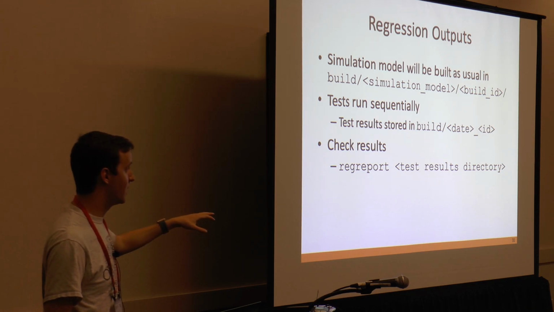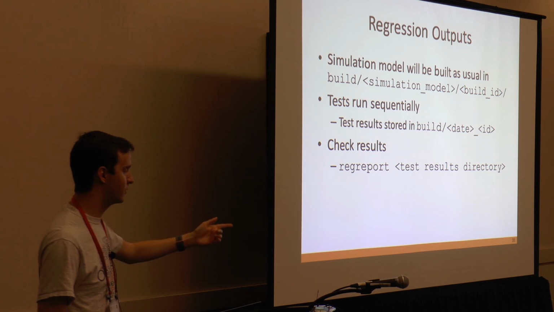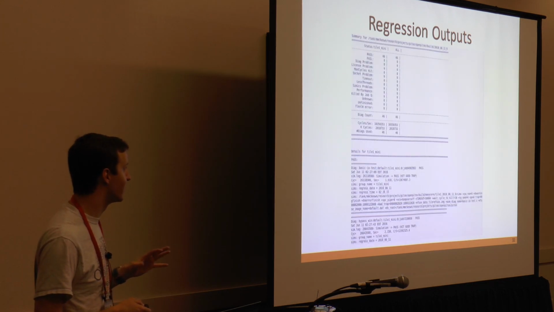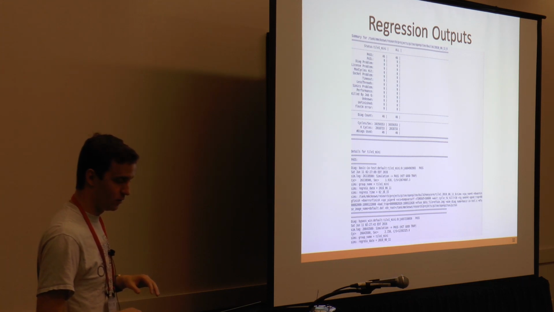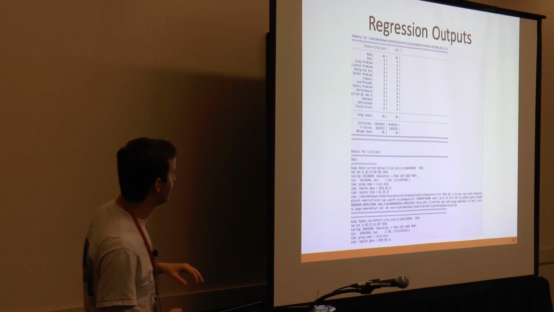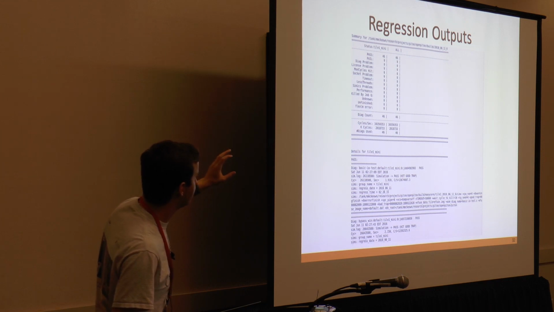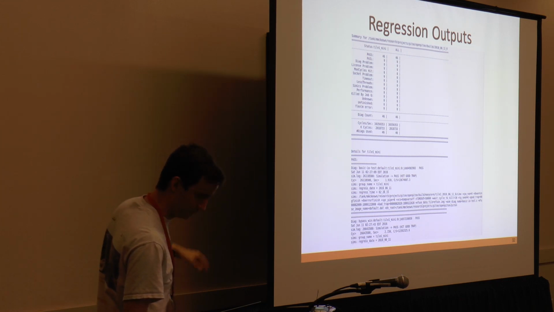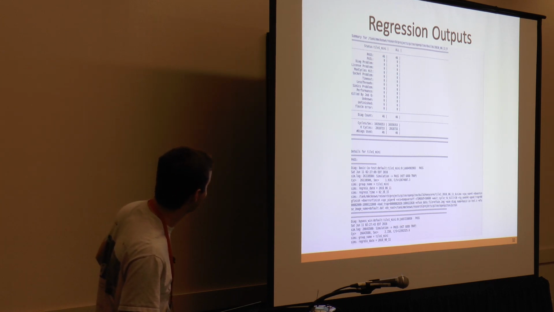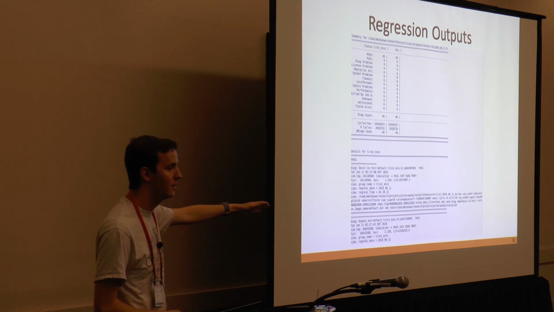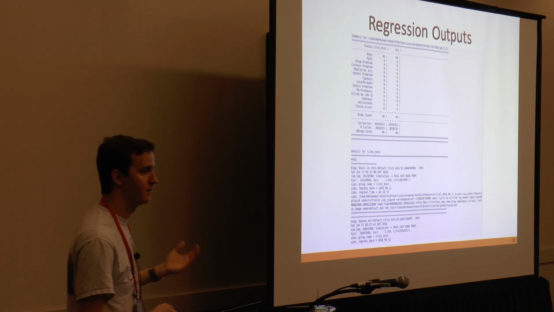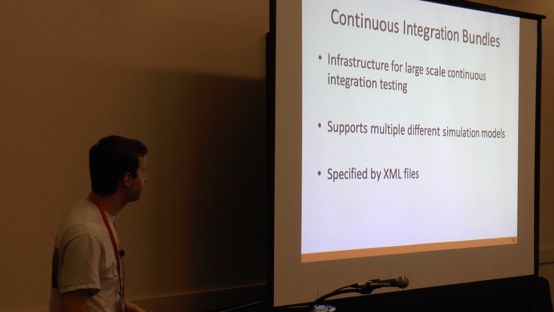And if you use the reg report command on that output directory, it'll show you a synthesized summary of results. So here on this regression output, we can see 46 tests have passed, 0 have failed. And then below that, there is slightly more detailed information about if a test had failed, why it had failed, and things like that.